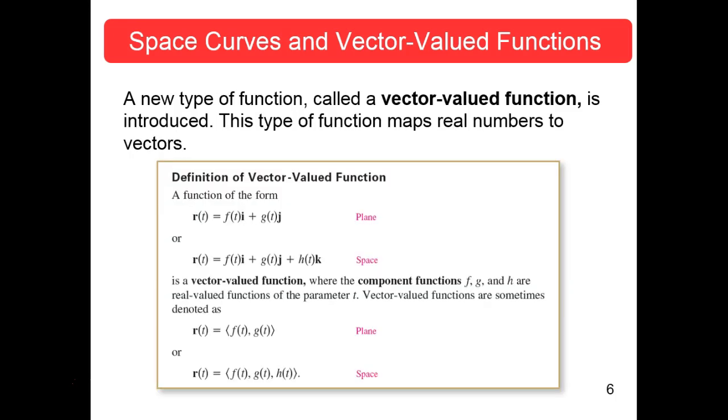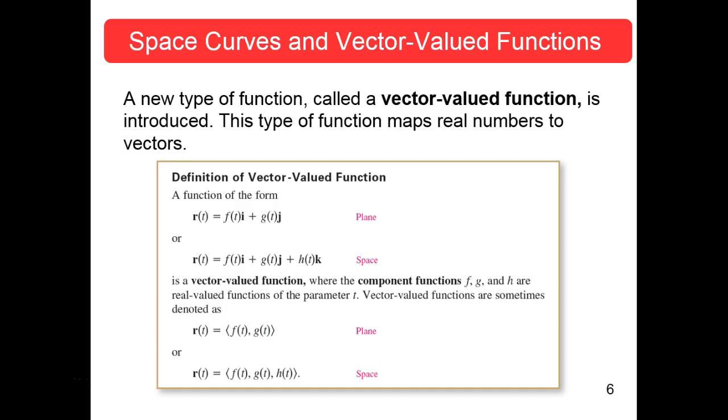A new type of function called a vector valued function is introduced, which is the name of the chapter and this section. This type of function maps real numbers to vectors. So given a real number t, you now get a vector r of t. Okay? So r of t would then be f of t i, where f of t is your x, and g of t j, where g of t is the y. That's in a plane. In space, r of t would be f of t i plus g of t j plus h of t k.